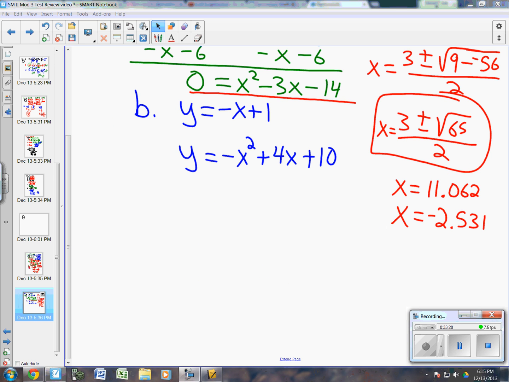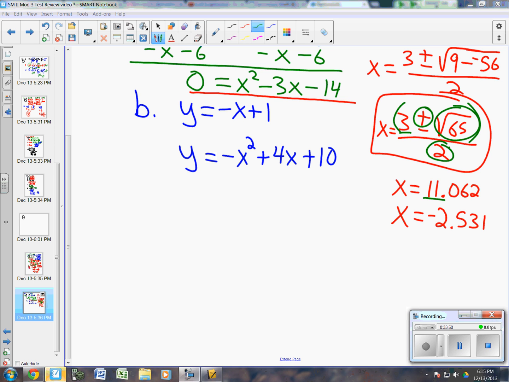Okay, I put those into my calculator. I paused this for a second. I did 3 plus the square root of 65 divided by 2. Make sure if you put it in your calculator, you either put parentheses around that before you hit divided by 2, or do the 3 plus square root of 65, hit enter, and then hit divided by 2, and you will get 11.062. And then the second time I went 3 minus the square root of 65 divided by 2. And I got negative 2.531. Those are my two x coordinates.